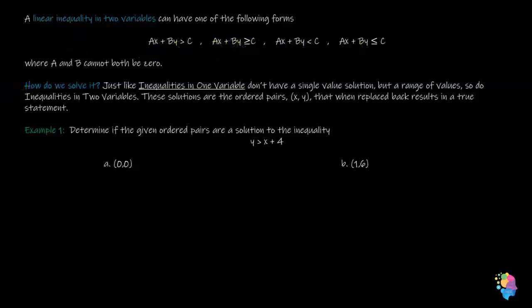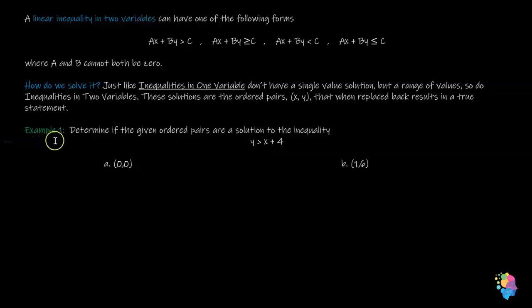So how do we solve it? Just like inequalities in one variable don't have a single value as a solution, but a range of values, so do inequalities in two variables. These solutions are all the ordered pairs x and y's that when we replace them back, it will result in a true statement. So let's look at example 1.